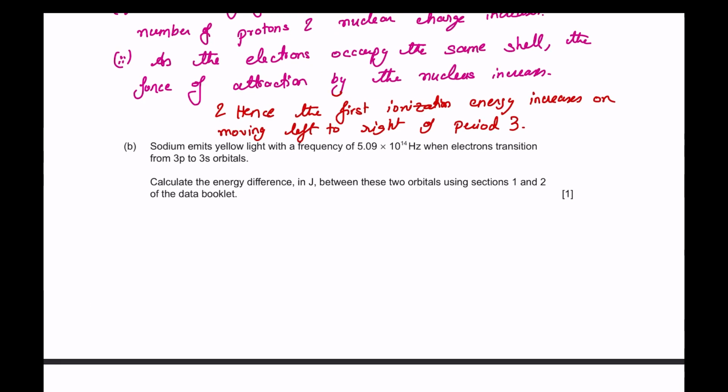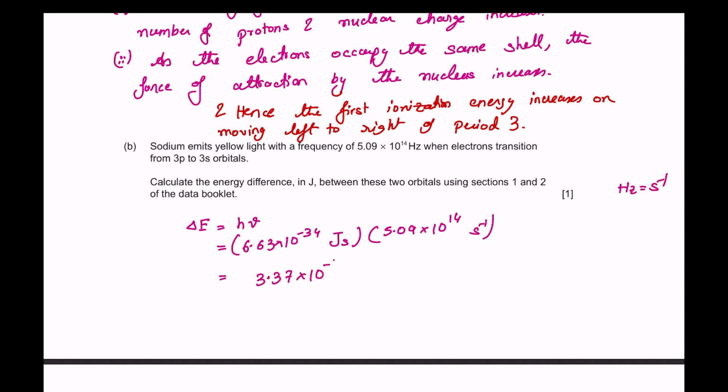So this energy difference, or delta E, would be equal to hν. The value of h is 6.63 times 10 to the power minus 34. The unit of h is joule second, and the frequency is 5.09 times 10 to the power 14 hertz. Hertz is equivalent to second inverse, so I can just write second inverse. If we multiply this, we will get the value of 3.37 times 10 to the power minus 19 joules. This is the energy difference delta E, and this is the answer to this question.